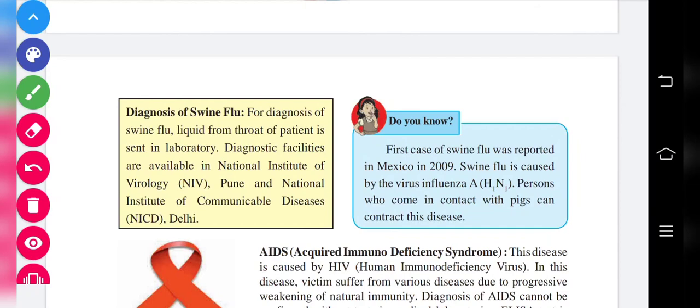Do you know that the first case of swine flu was reported in Mexico in 2009? Swine flu is caused by the influenza H1N1 virus. A person who comes in contact with it can contract this disease.